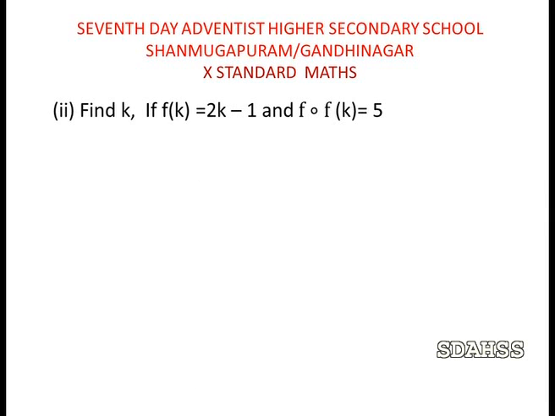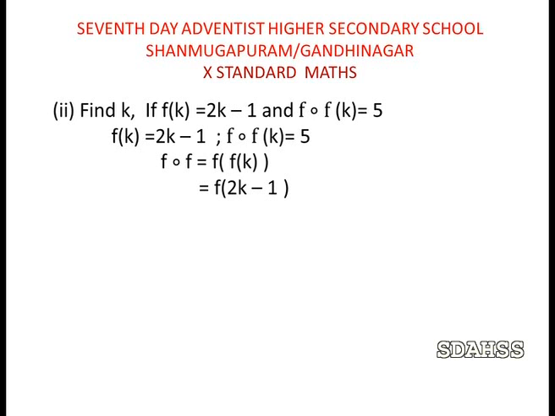Subdivision 2. Find k. If f of k is equal to 2k minus 1 and f dot f of k is equal to 5. Here one function is given, that is f of k is equal to 2k minus 1, and the condition is f dot f of k is equal to 5. You make use of f dot f of k is equal to 5. First you have to find out f dot f, which is equal to f dot f of k.